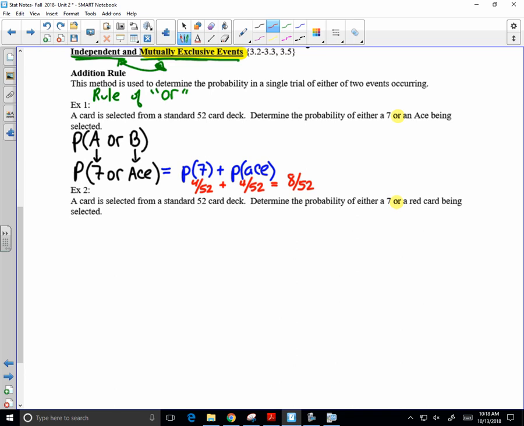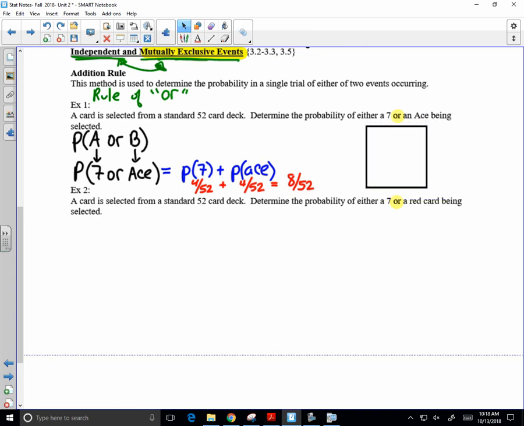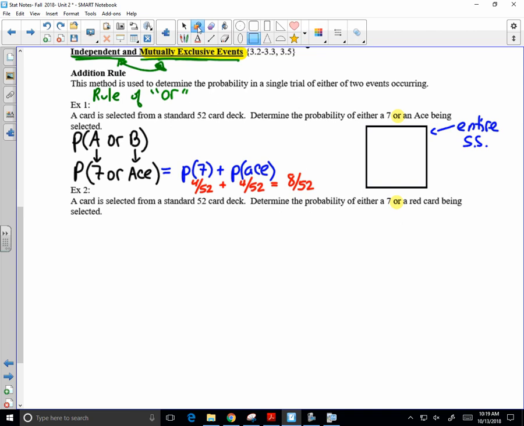All right? In the form of what's known as a Venn diagram, I'll draw a little box here. The box represents the entire sample space. This is kind of a nice way of representing all possible outcomes without listing all possible outcomes. All right, so somewhere in this sample space, I'd have a set of cards that are 7s. And somewhere else, I'd have a set of cards that are aces.